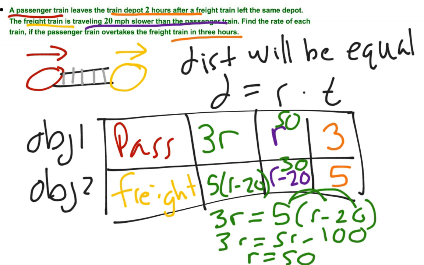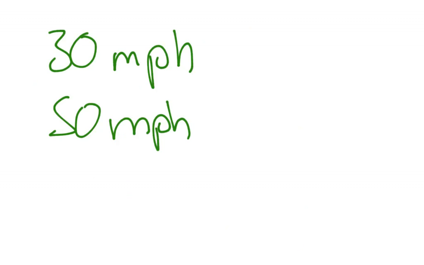Again, if you haven't already, you want to pause the video and make sure you have this example in your notes. Our final solution was 30 miles per hour and 50 miles per hour.